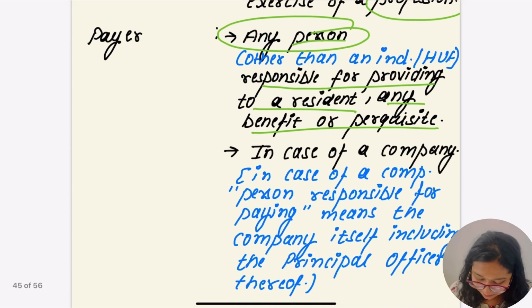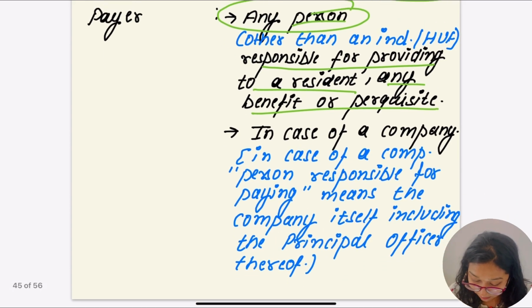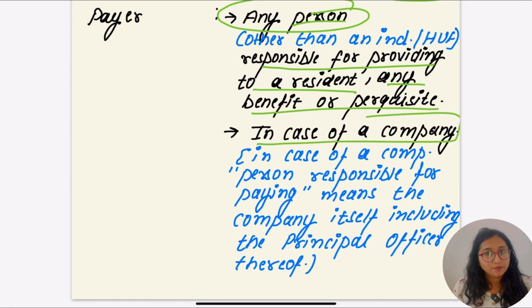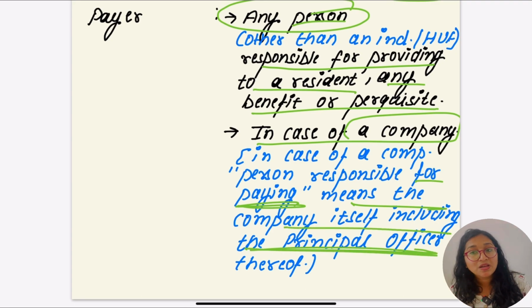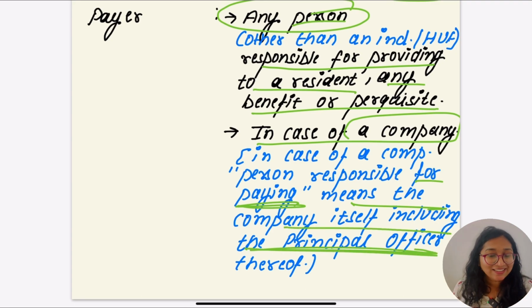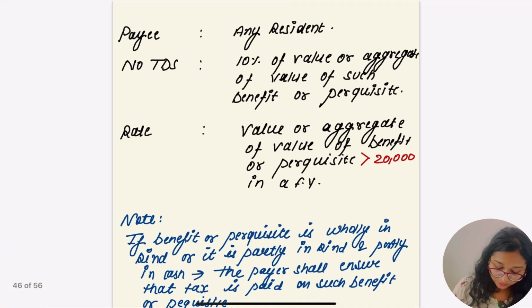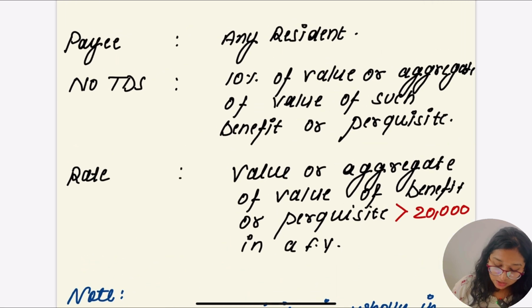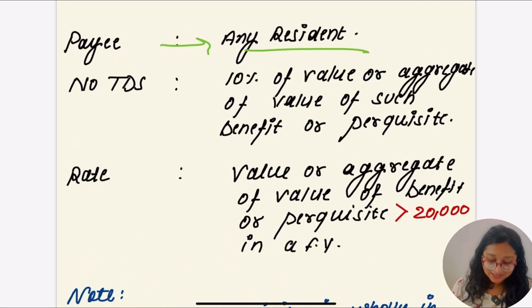Let's go for the second payer, which says in case of company. First of all, earlier it was any person other than individual and HUF. Now let's go for company, which says in case of company, person responsible for paying means the company itself including a principal officer. So payer is going to be a principal officer in case of the company. Hope this point was also clear to you. Payee is going to be any resident.